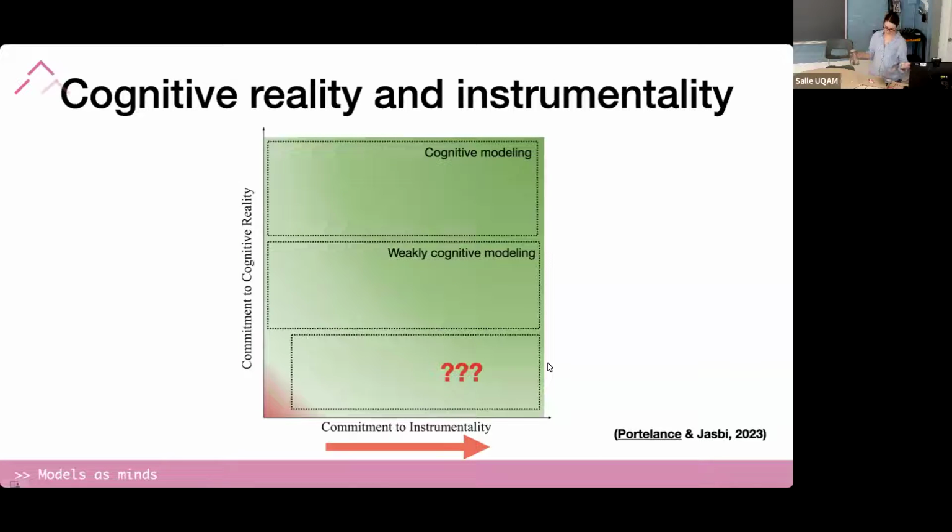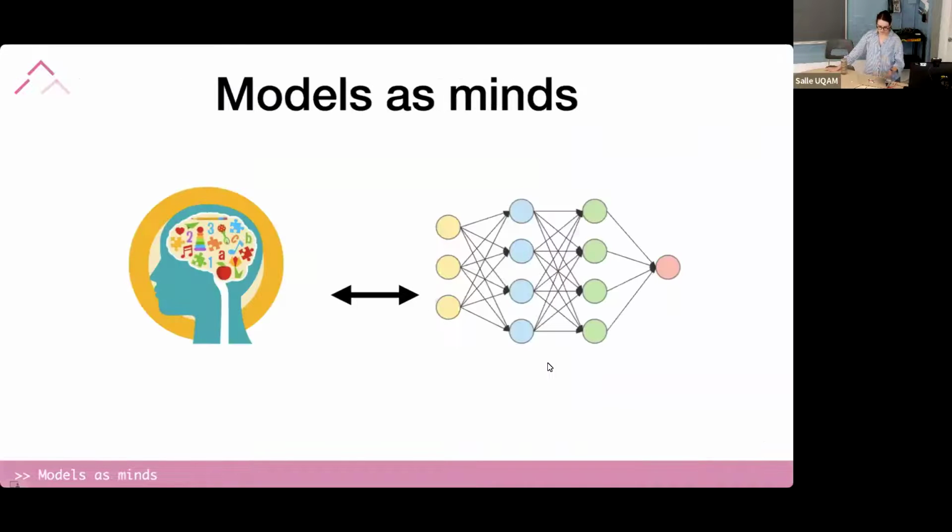Now, what if, like large language models, we can't really make any commitments to cognitive reality? What do we do then? What if we find ourselves in this space where really we're designing models purely for instrumental reasons? Can they still inform our understanding of language learning in people? So this is where this other set of approaches comes in, where we start to think about these models as independent minds that we can study, or if you will, as a separate species of learners.